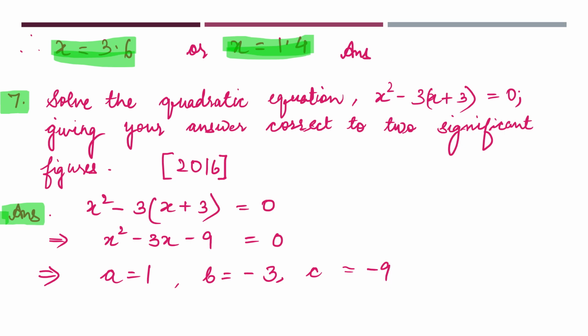Okay, now coming to the last question of this exercise, that is the 7th question. Solve the quadratic equation x square minus 3 into (x plus 3) is equal to 0, giving your answer correct to 2 significant figures. Again it is asking for 2 significant figures, and this question appeared in your 2016 exam. So what does the question say? x square minus 3 into (x plus 3) is equal to 0. x square minus 3x minus 9 is equal to 0. a is equal to 1, b is equal to minus 3 and c is equal to minus 9.